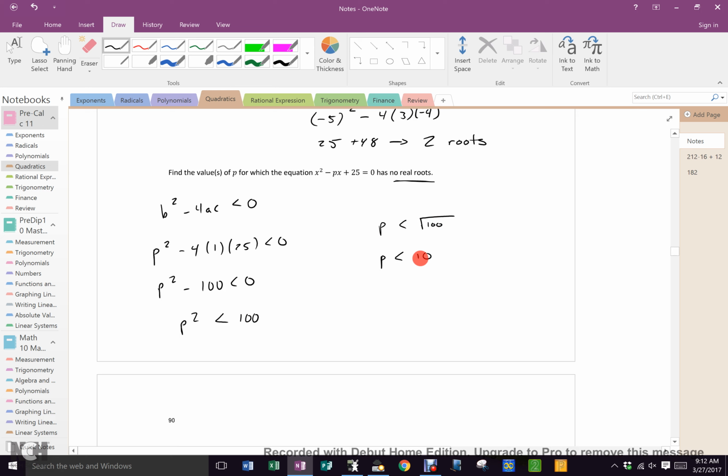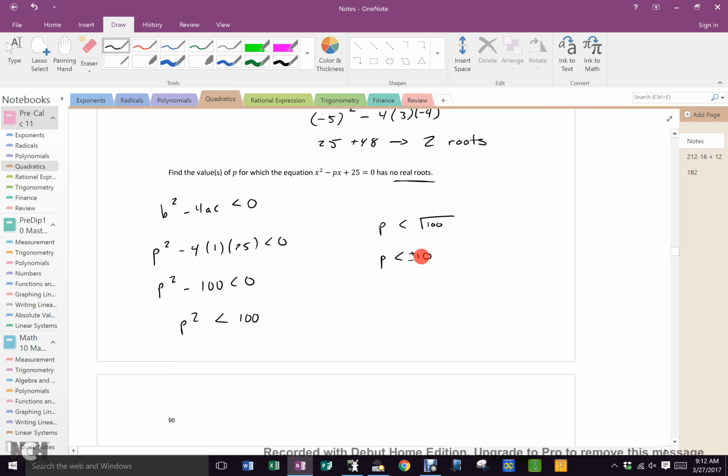Now that he's, spoiler alert, Lucas Whacker in the class, what's wrong with that? Because all of you see 10, no problem. Square root of 100 is 10. But it's also what? Negative 10. So P has to be less than positive or negative 10.